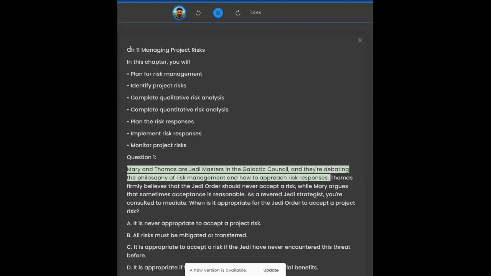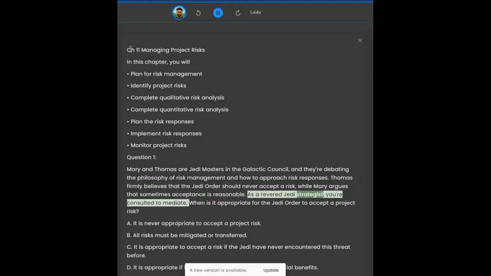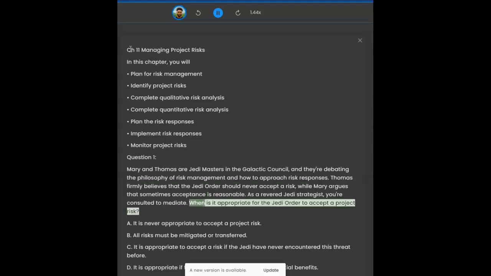Question 1. Mary and Thomas are Jedi Masters in the Galactic Council, and they're debating the philosophy of risk management and how to approach risk responses. Thomas firmly believes that the Jedi Order should never accept a risk, while Mary argues that sometimes acceptance is reasonable. As a revered Jedi strategist, you're consulted to mediate. When is it appropriate for the Jedi Order to accept a project risk?